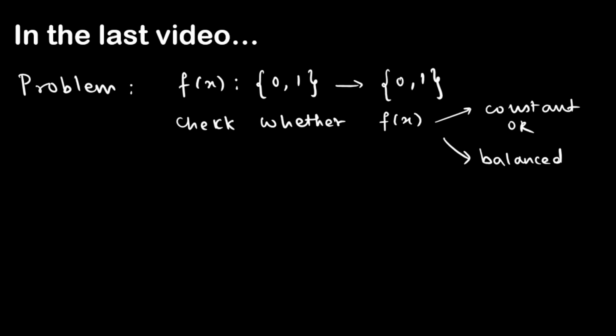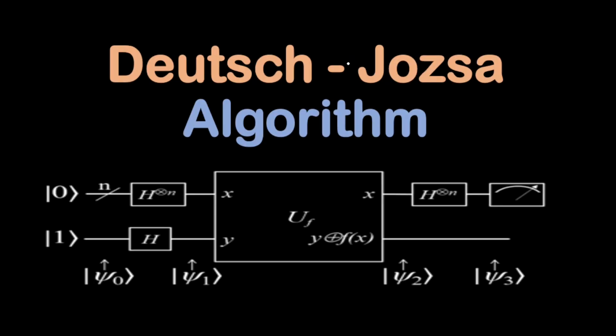In the last video, we saw the working of the Deutsch algorithm to solve the given problem. Now, if we generalize the problem for n qubits, that is, f of x is a function that takes n qubit inputs and gives a single bit output, and we have to check whether f of x is constant or balanced with only a single evaluation. This generalized problem can be solved using the Deutsch-Jozsa algorithm.